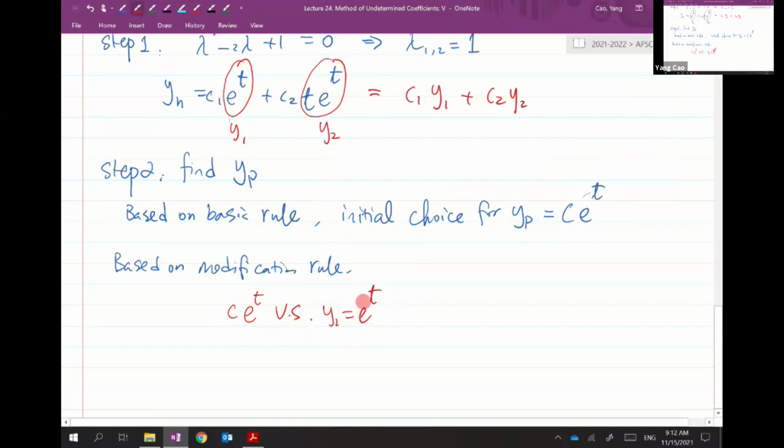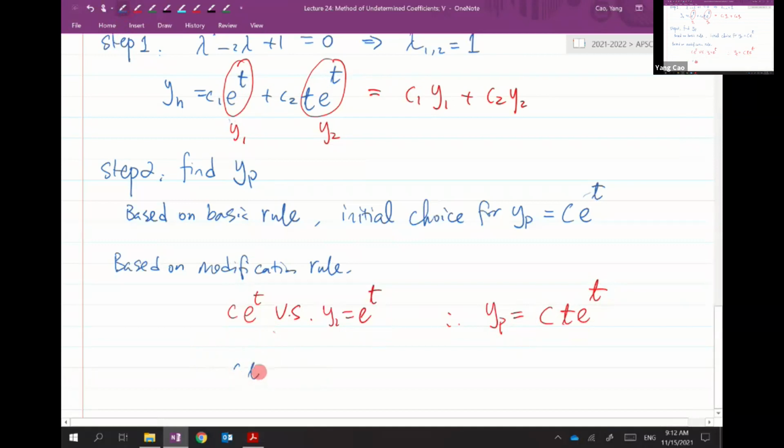If they're the same, according to the modification rule, you have to make your YP different from this. So you say YP equals C times t e to the power of t. This will be the first modification, based on your first examination with Y1. And then you compare again; you have to keep comparing.